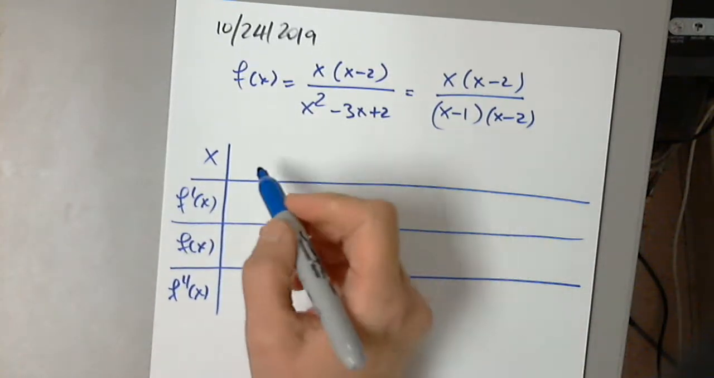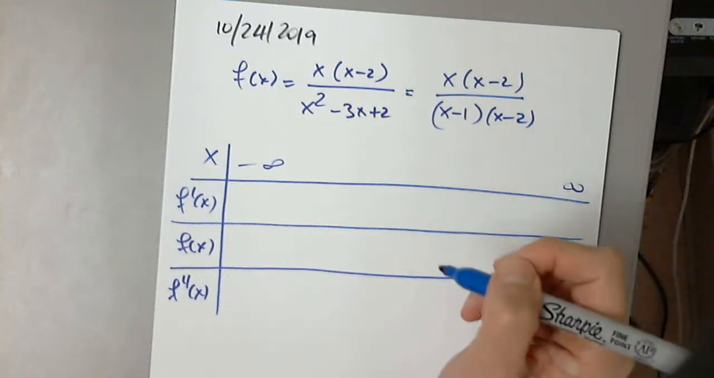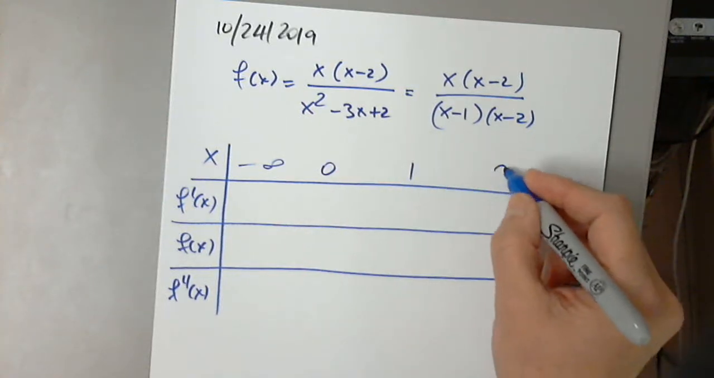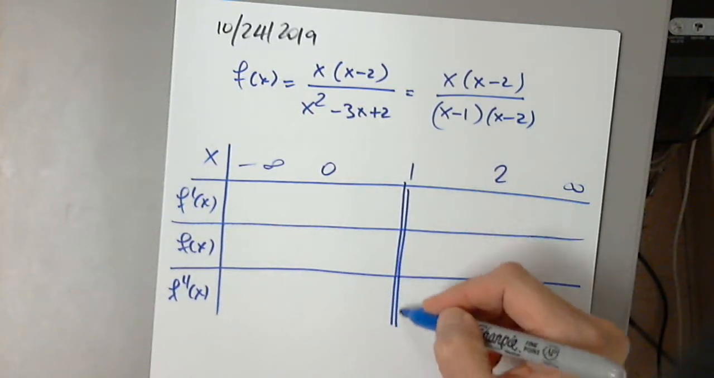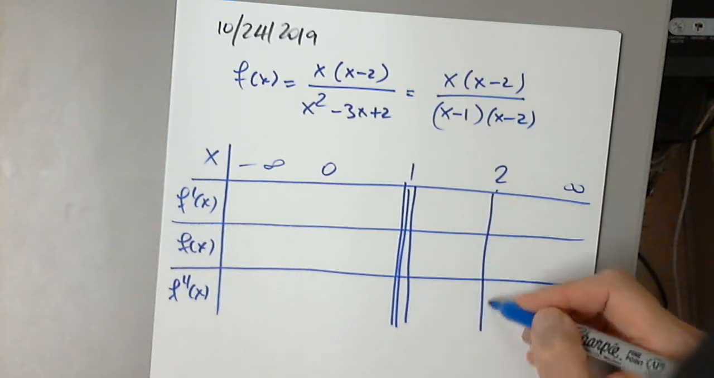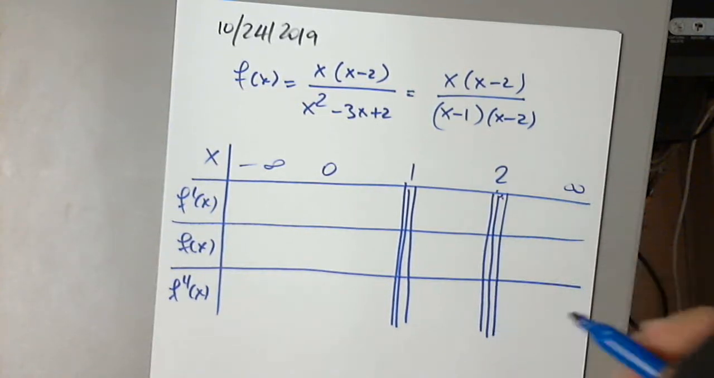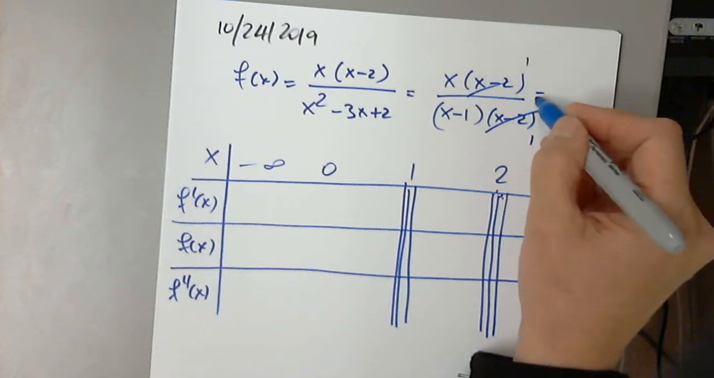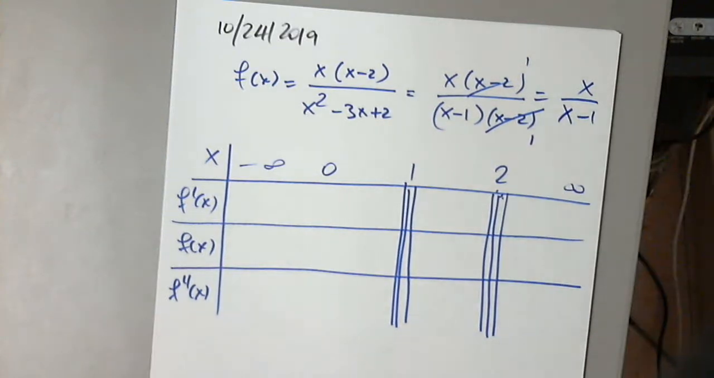Okay, so obviously this function is not defined at 1 and 2. No question about it. Undefined at 1 and 2. Now I can simplify and finally get x over x minus 1.